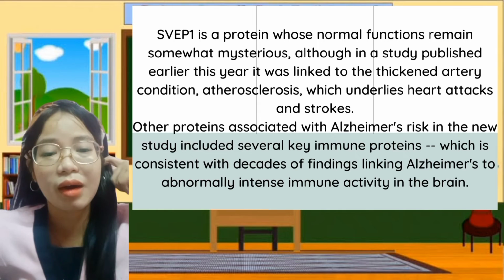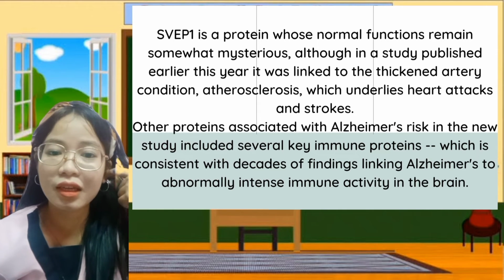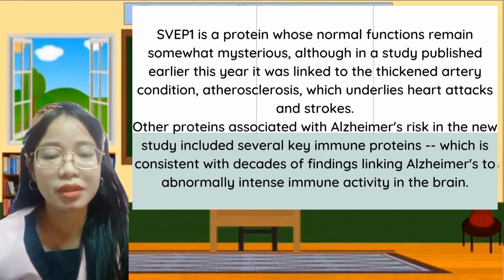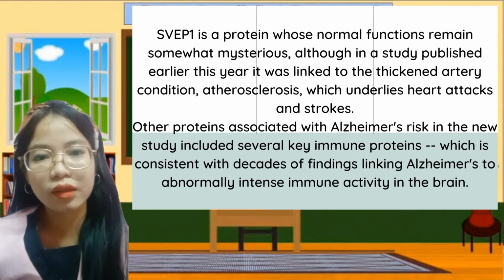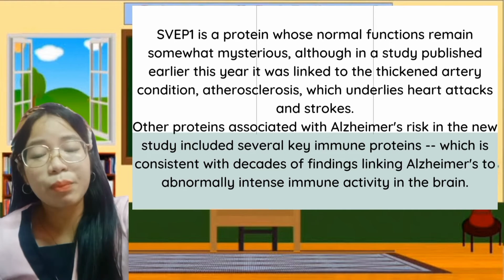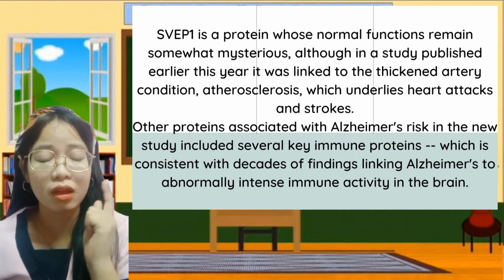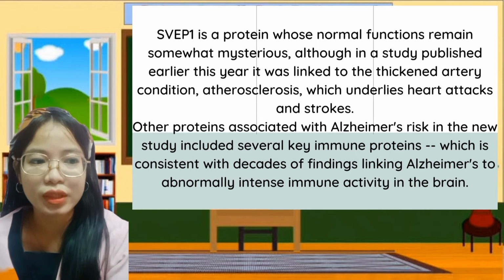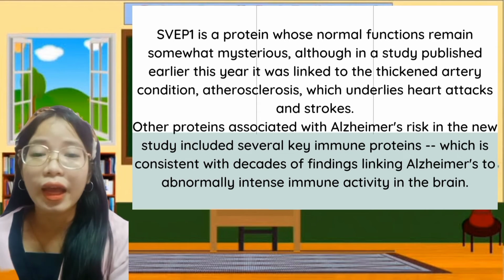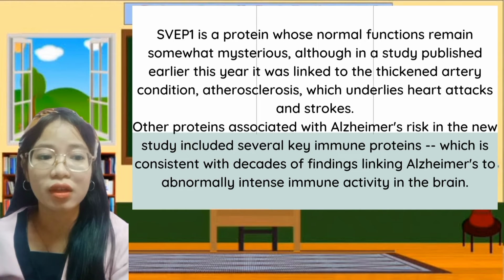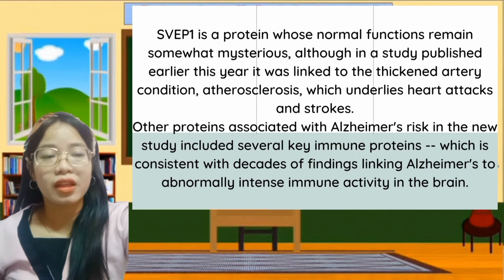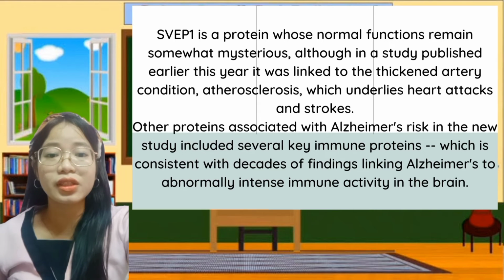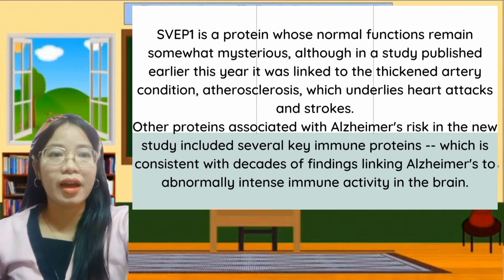And yung protein na nakita nila sa mga bloods na significantly associated with Alzheimer's risk ay tinatawag na SVEP1. Ang tawag dito ay polydom, and it is a protein whose normal functions remain somewhat mysterious, pero pinag-aralan nila, and they found that it was linked to thickened artery conditions, atherosclerosis, which underlies heart attack and strokes.